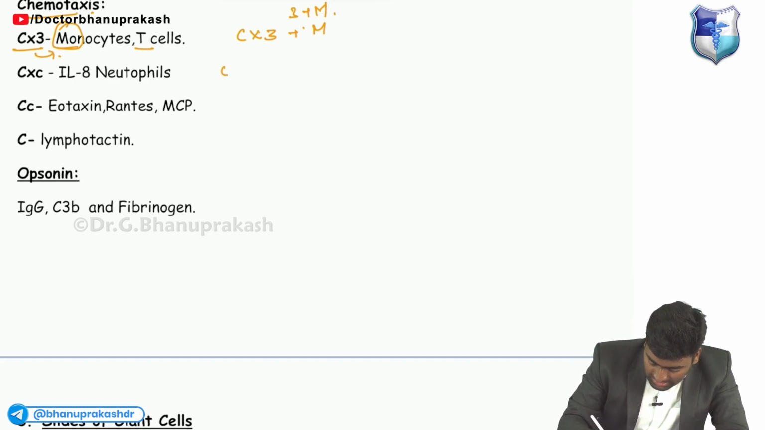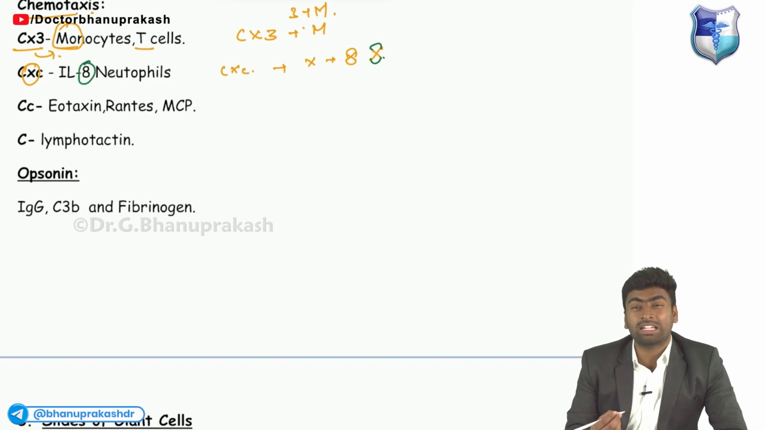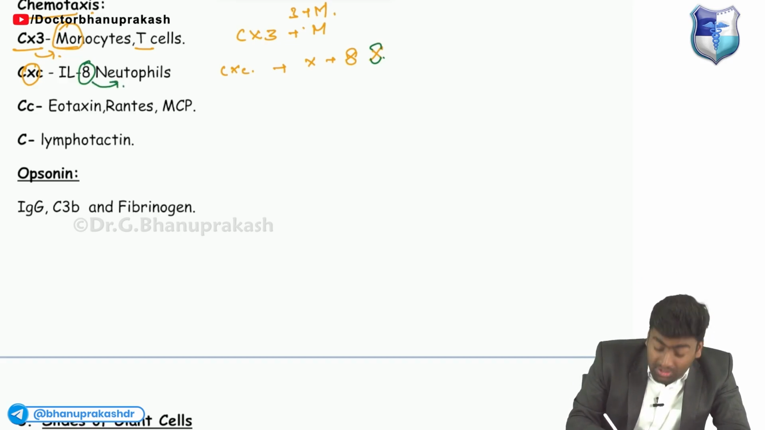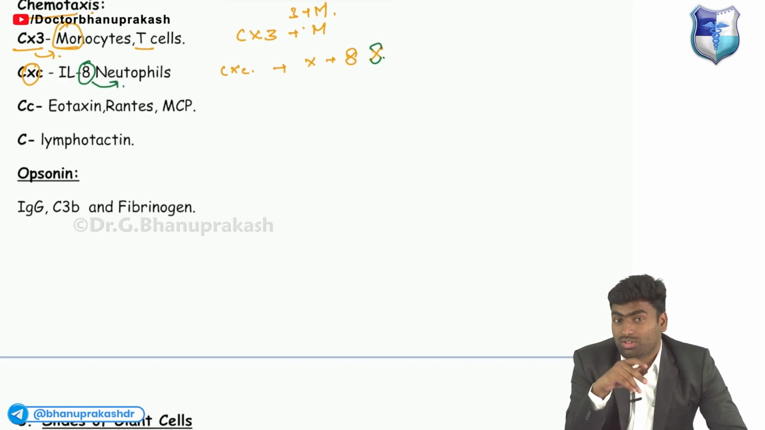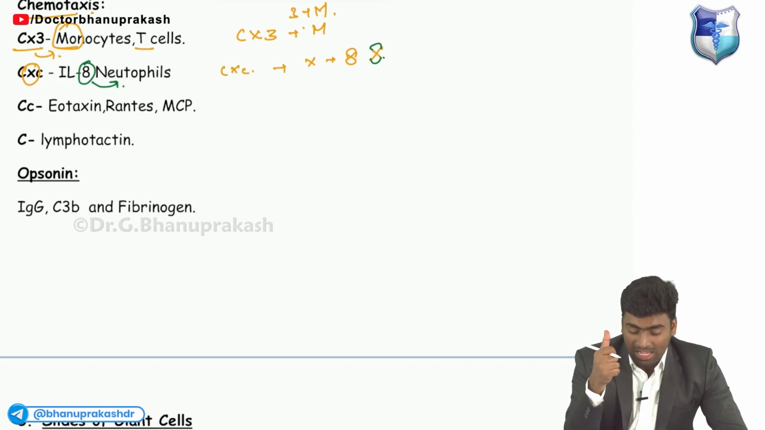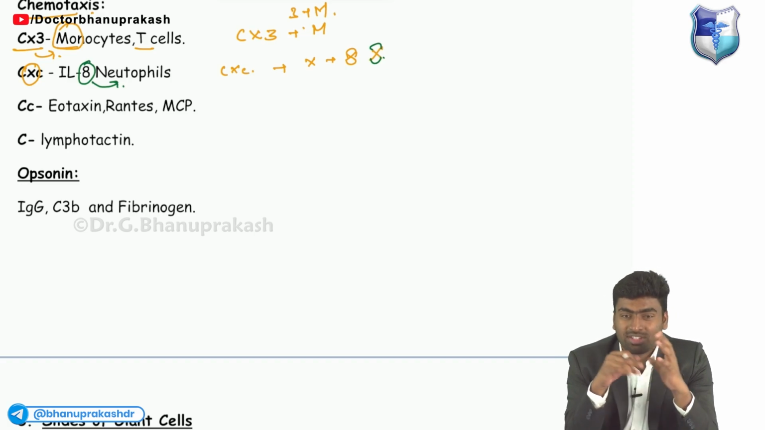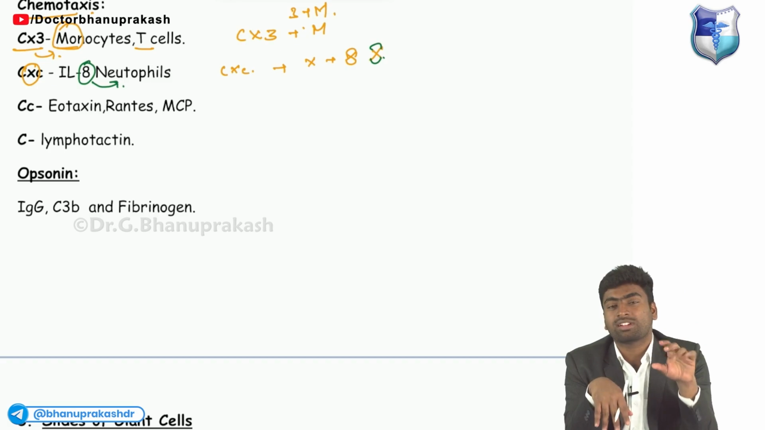Then there will be this CXC. Remember this X, not your X, see this X, and if you make this X into an 8, it is interleukin 8, the CXC chemokine, and it will cause attraction of the neutrophils. We know that the cell predominant during acute inflammation is the neutrophil. So CX3, 3 looks like M, so it is the monocytes.